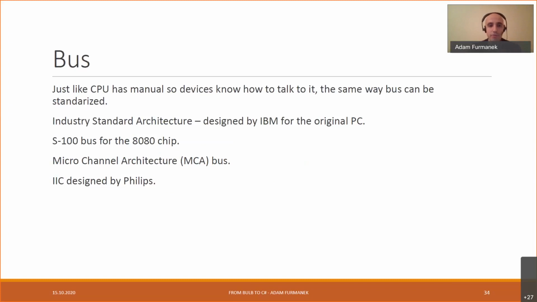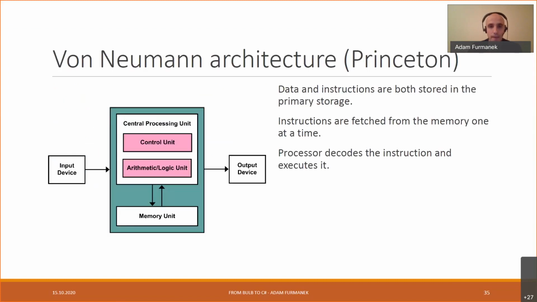There are a couple of standards, for instance, the Industry Standard Architecture, ISA, which was designed by IBM and which prevailed for a pretty long time. Once we have the bus and the CPU, we now need to figure out how we logically put these components together so they can interoperate.